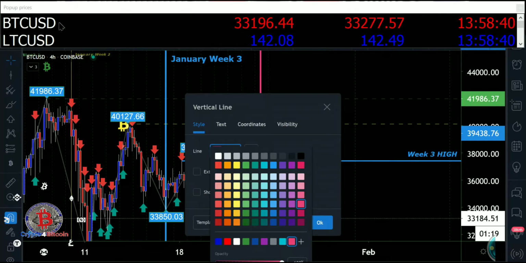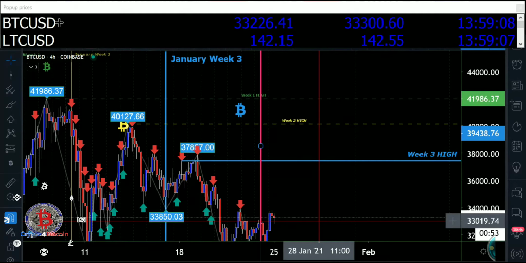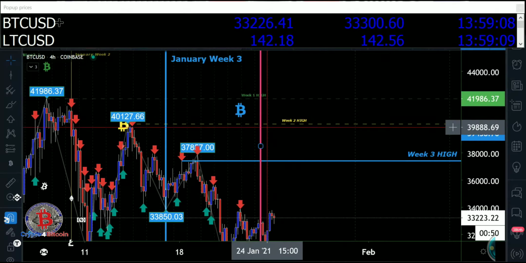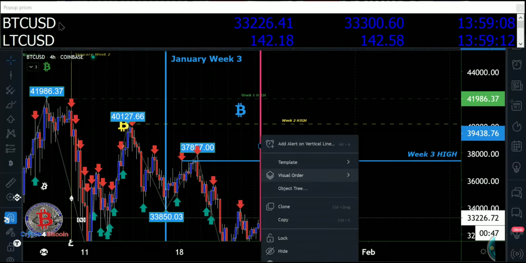Which color am I going to choose? Which one do you like best? The pink one or the purple? We got to go with pink. The reason being is because we have purple for resistance, and I don't want that to conflict. Remember, purple areas are resistance and yellow areas are support. We have some, but we just don't have it highlighted for you. So we're going to go with pink, and we're going to send it to the back.